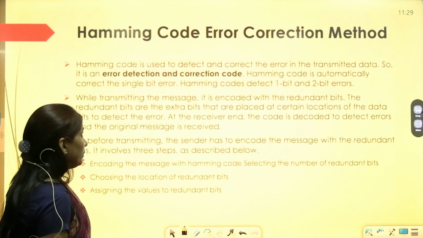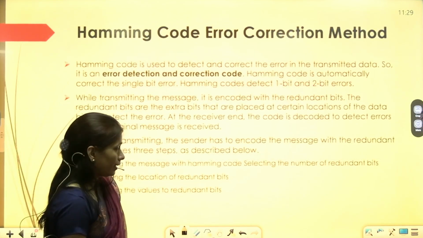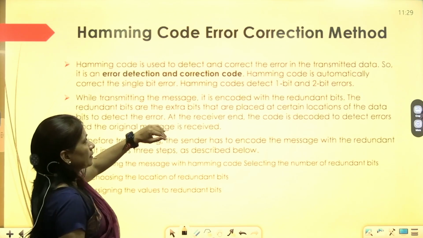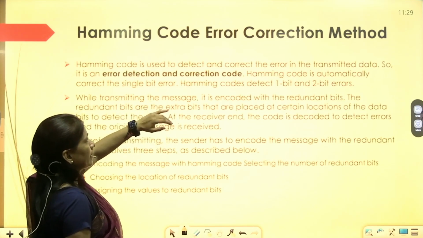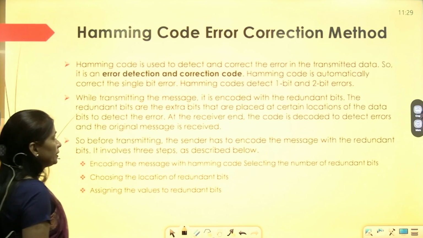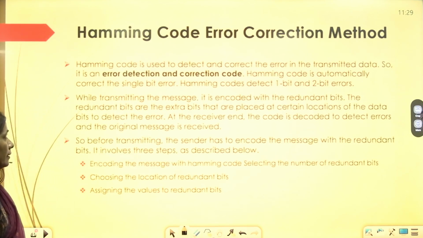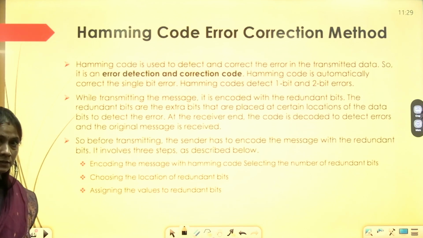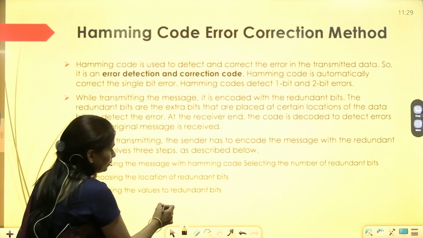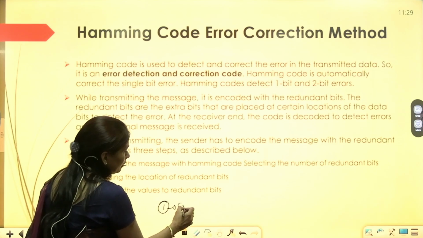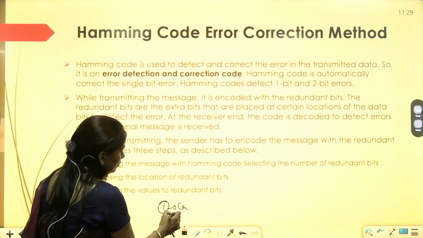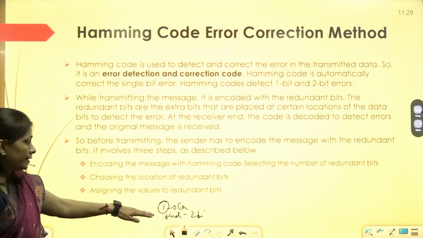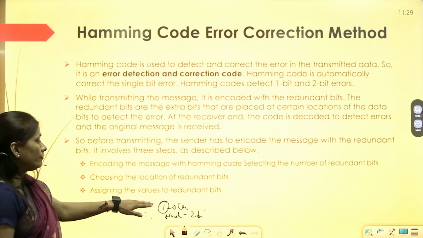Hamming code. Hamming code is an error detection and correction technique for errors in the transmitted data. Hamming code automatically corrects the single bit error. Only a one bit error can be corrected, but it can detect a 2-bit error. It detects 2-bit errors but corrects only 1-bit errors.